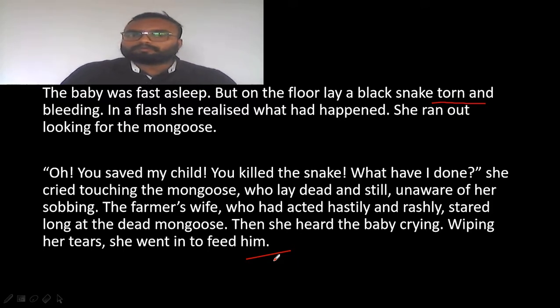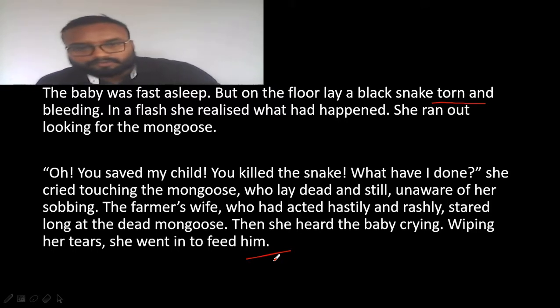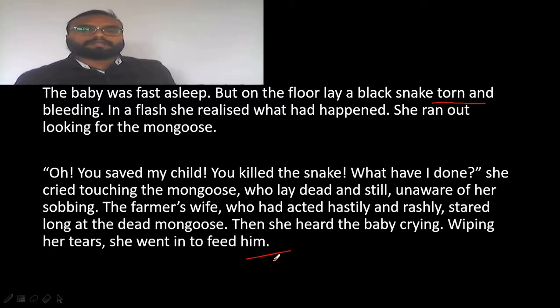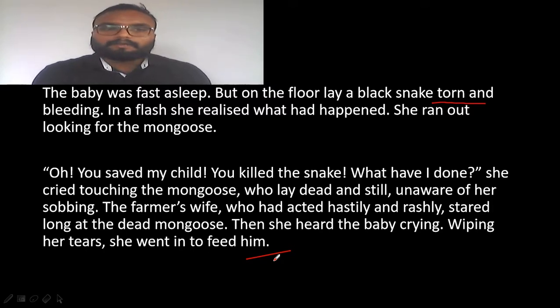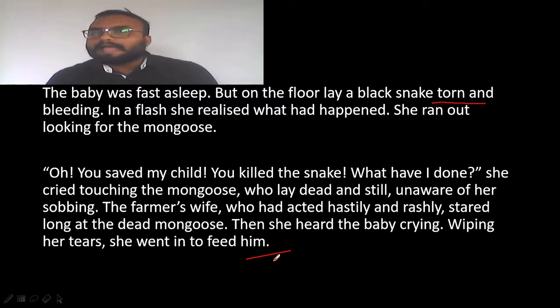Therefore, what lesson do we learn from this story? That we should never act hastily and rashly. It means we should never do anything out of emotion, in anger. We should think before we act. So the moral of the story is we should think before we act, we should look at all the positive and negative impact of the action which we are going to do, and then only we should act.